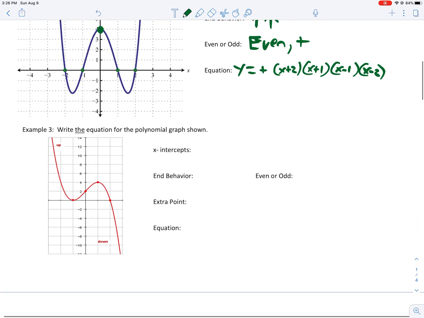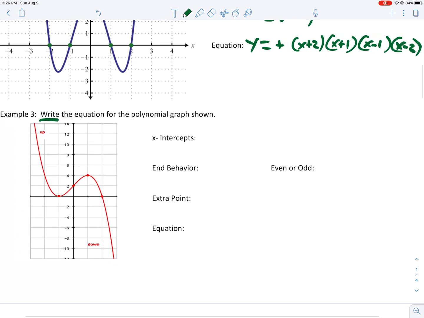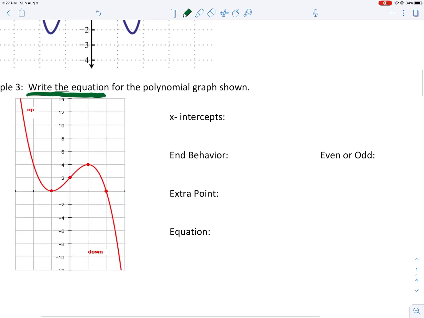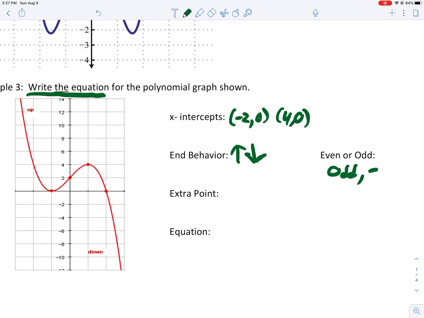So going to example 3, write the equation. That means I have to give you some other point other than the x-intercepts, or you have to be able to look at the graph and distinguish another point. So what are the x-intercepts? Now please be careful. Notice this is going by 2's. So the x-intercepts are technically negative 2, 0 and 4, 0. And the end behavior is high to low, so that means it's odd and negative. What's the extra point? Either one of these would work.